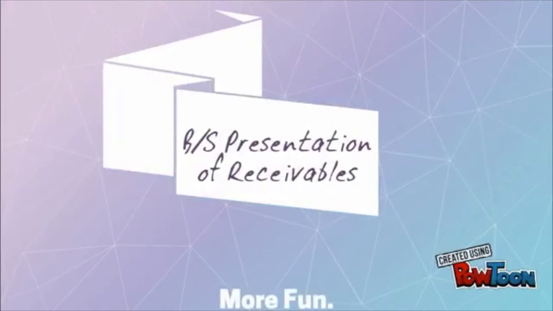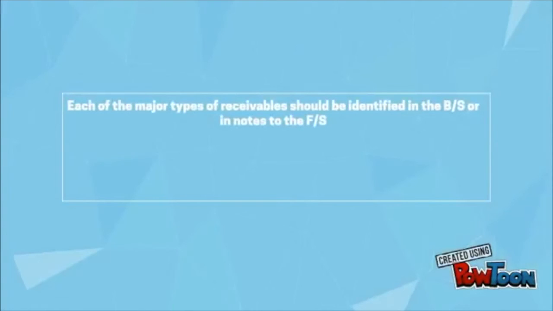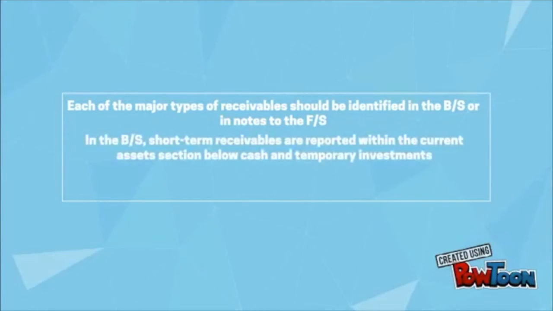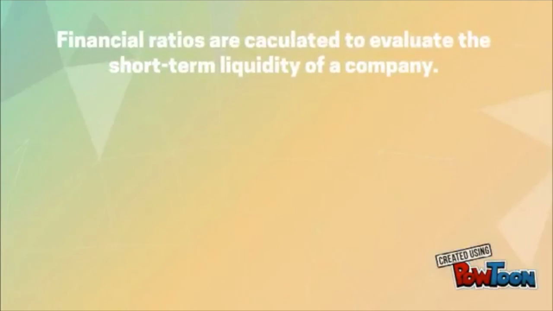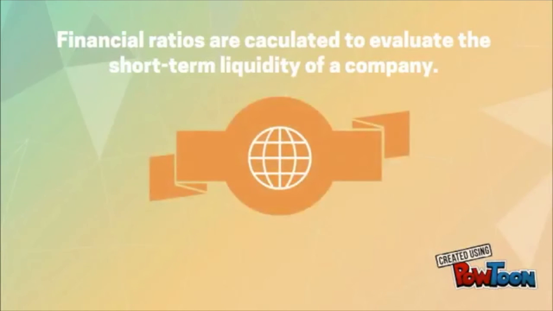Lastly, we will be going over the balance sheet presentation of receivables. Each of the major types of receivables should be identified in the balance sheet or in notes to the financial statements. Short-term receivables are reported within the current assets section below cash and temporary investments. Both the gross amount of receivables and allowance for doubtful accounts should be reported. Financial ratios are calculated to evaluate the short-term liquidity of a company. These ratios will be taught in Chapter 19.